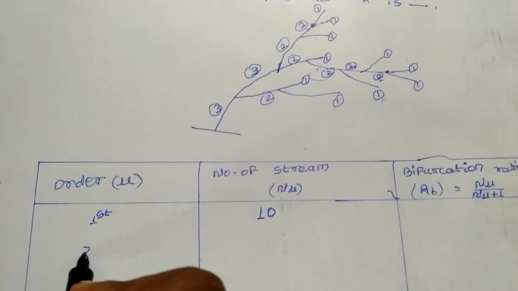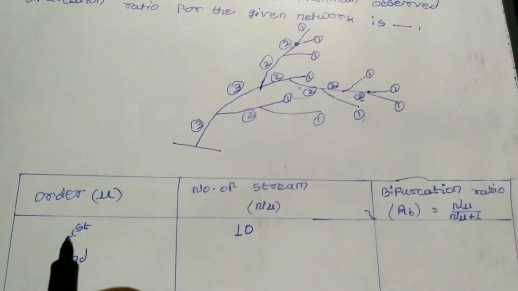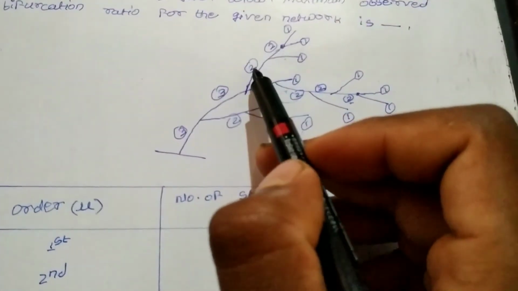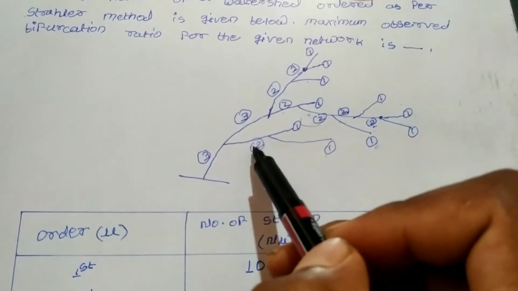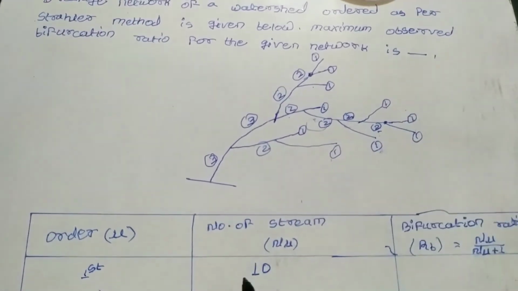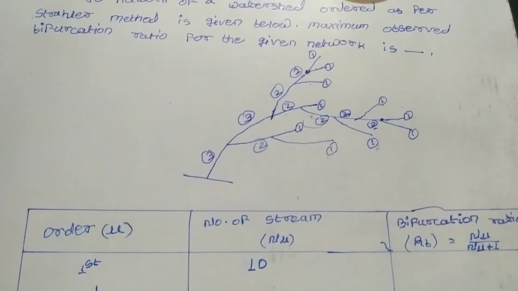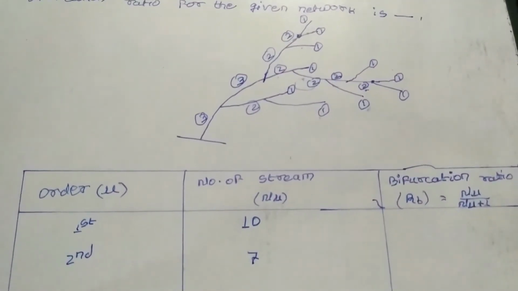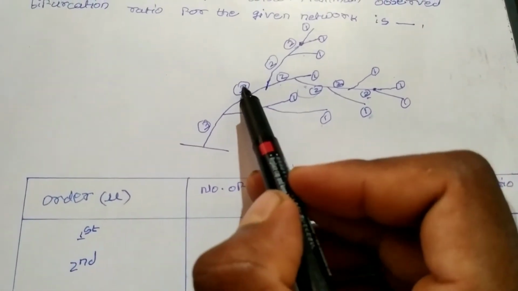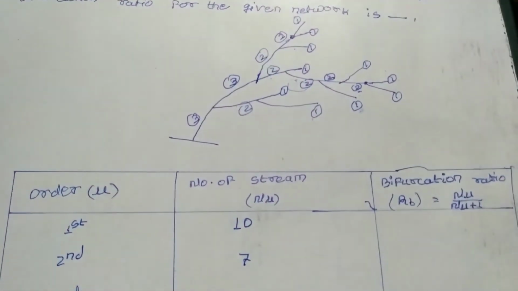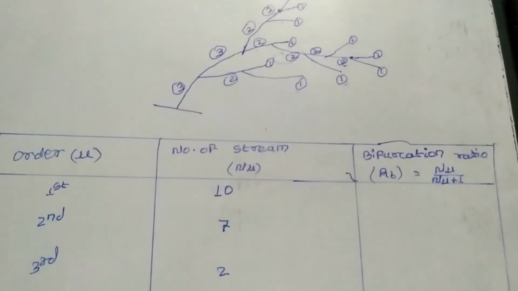Then how many second order streams? 1, 2, 3, 4, 5, 6, 7. So 7 is the number of second order streams. Then how many third order streams? Third order streams are 1 and 2. So 2 is the number of third order streams.